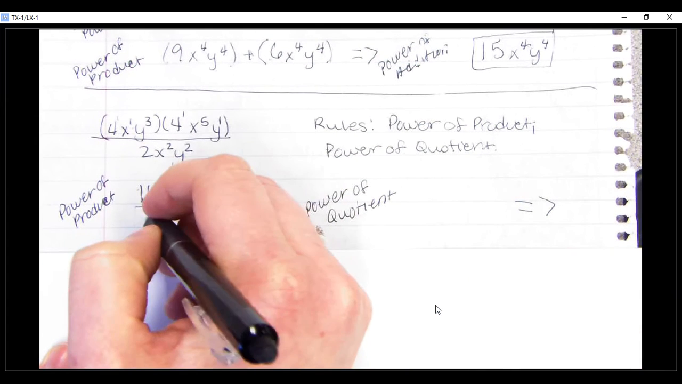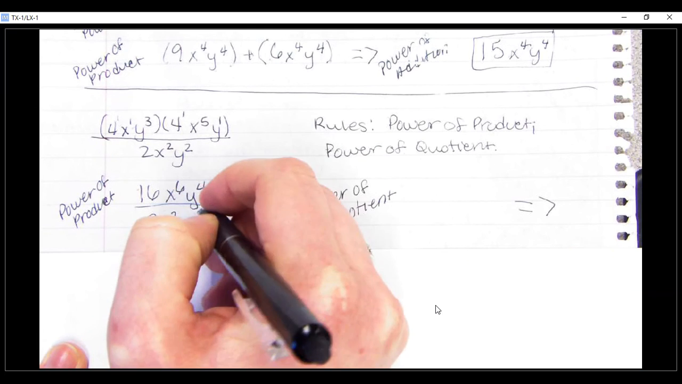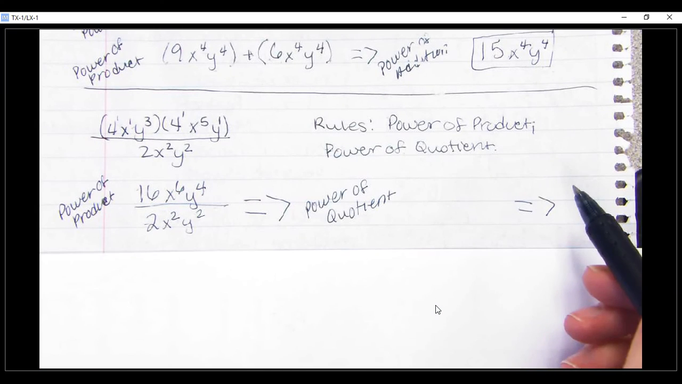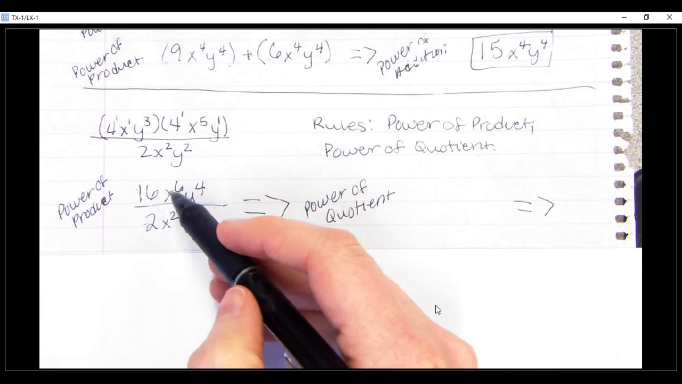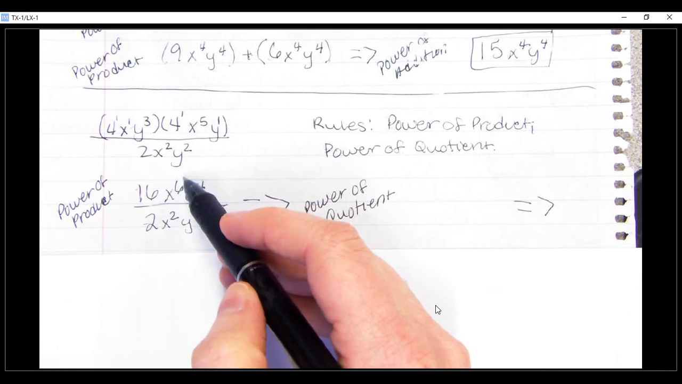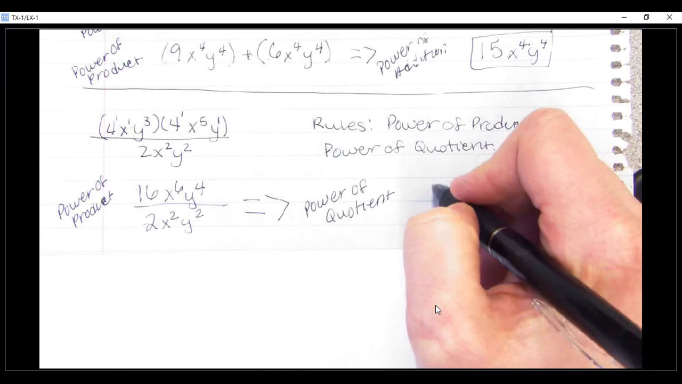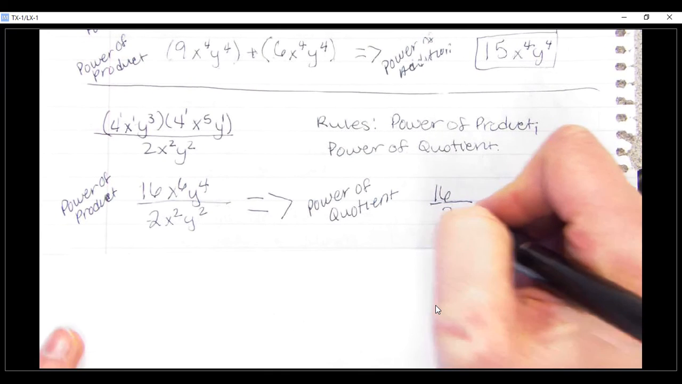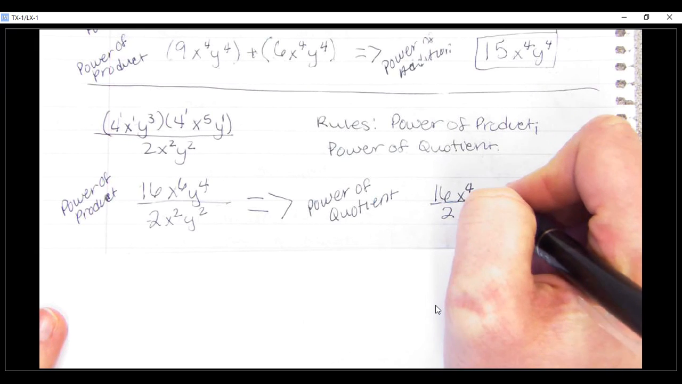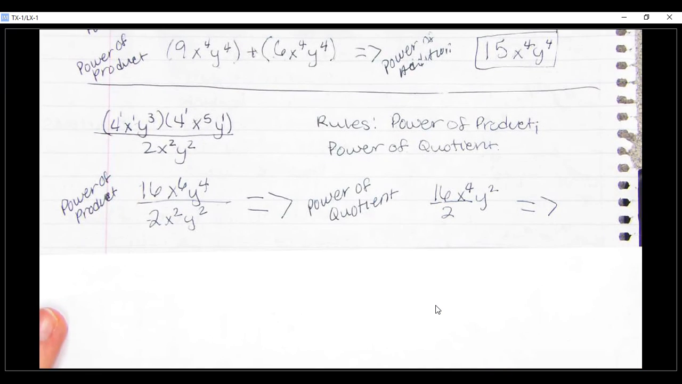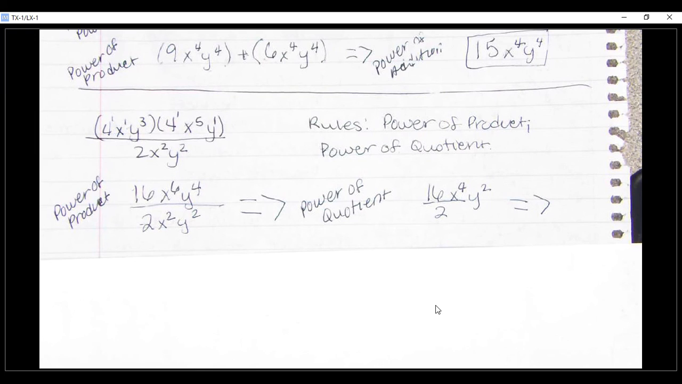Now that's being divided by everything on the bottom, which doesn't change. However, it does change in our next step, which is power of quotient. So again, I'm taking my same bases and I'm going to subtract the powers to get x to the fourth and y to the second. 6 minus 2 is 4. 4 minus 2 is 2.